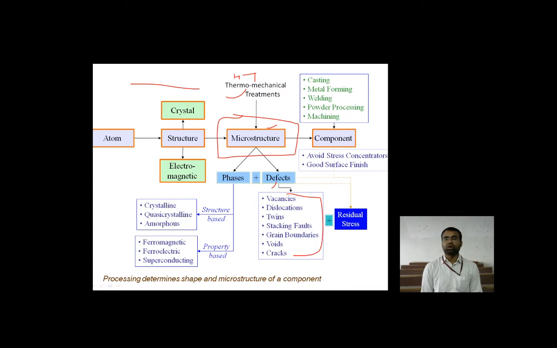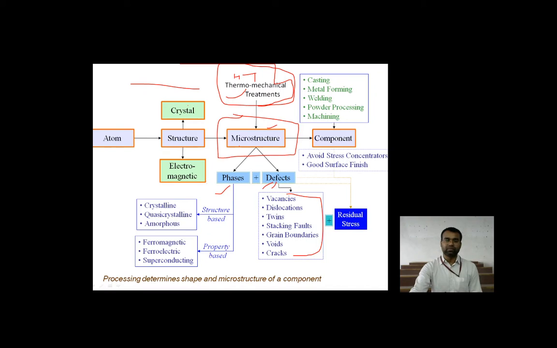So if we are talking about the material microstructure, the microstructure is related to the phases and the defects. Why is it required? As I said, we need to change those things by means of heat treatment processes and thermomechanical treatment, by which we are enhancing the phases and the defects available in that particular microstructure.